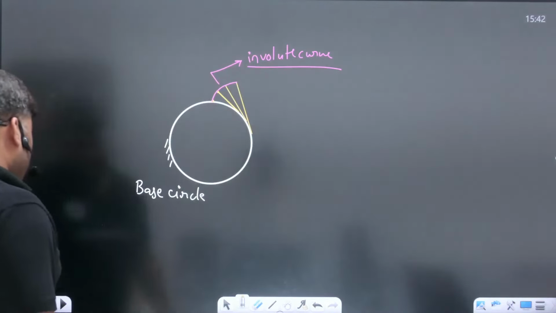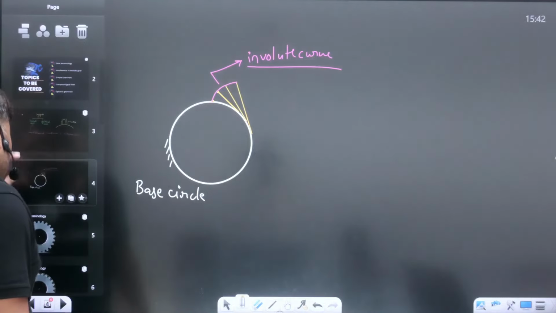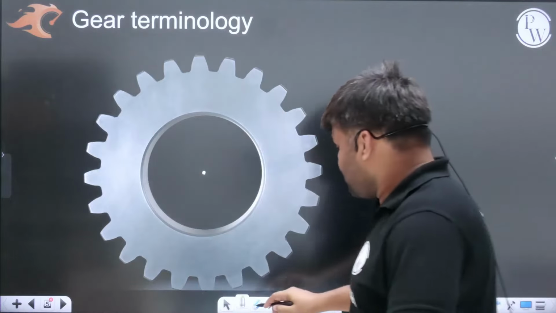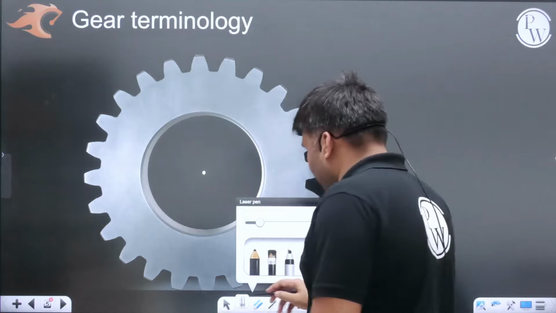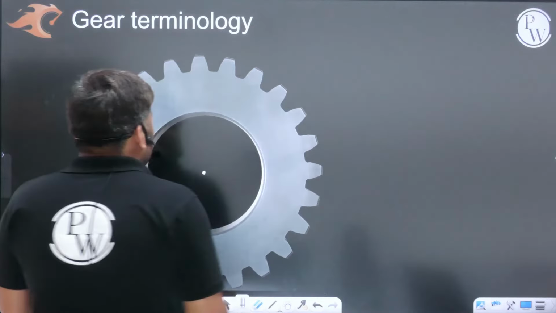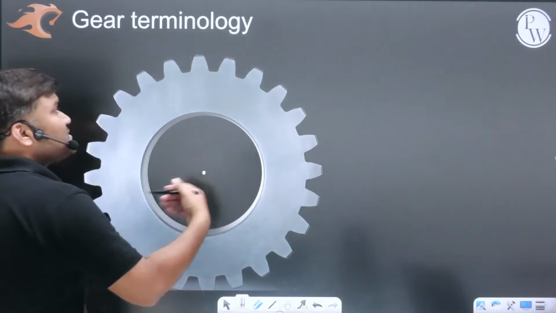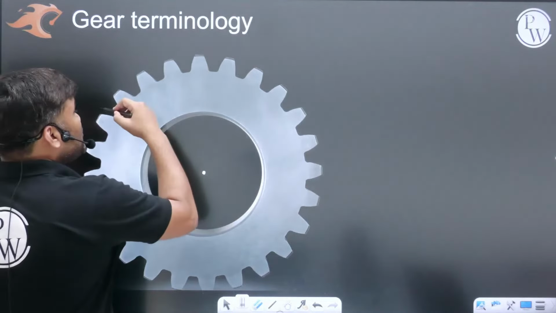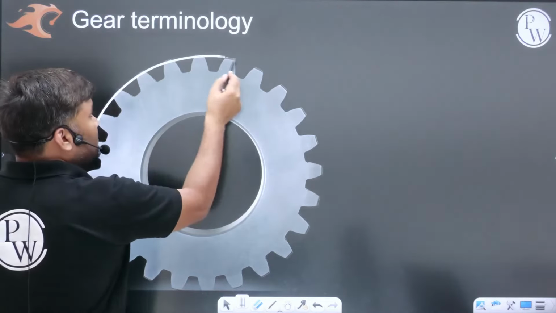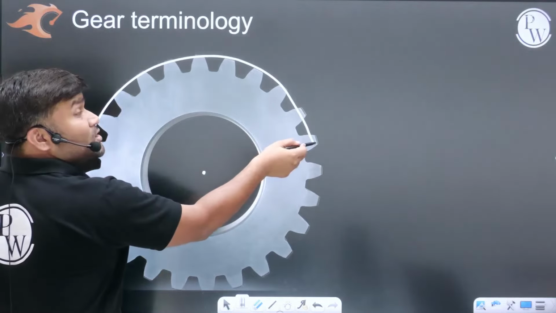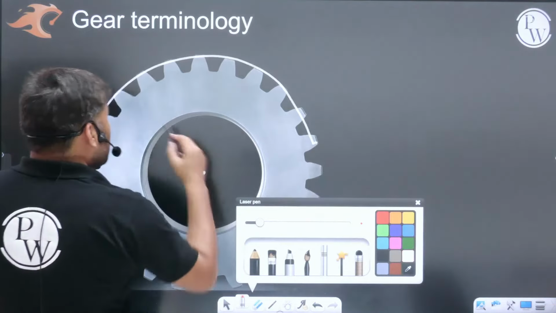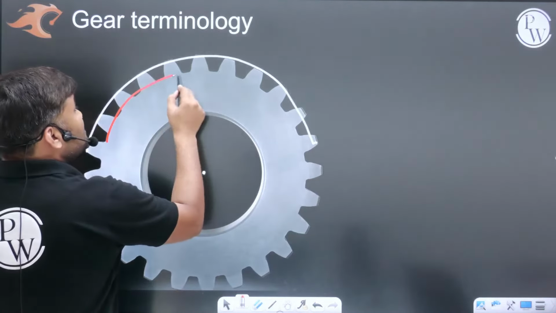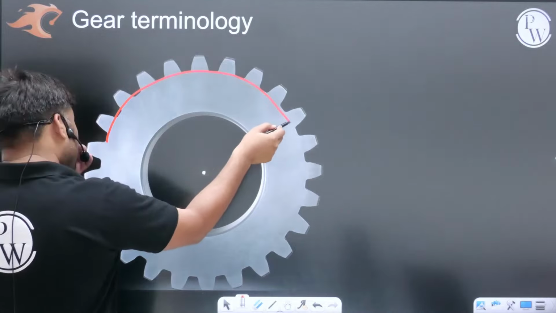Now, when you have a gear, let me show you one gear. This is a real photo of a gear. An actual gear looks something like this. Sir, this is my gear, and in this gear there are certain circles which we can imagine. If you draw a circle passing through the tip somewhere here, this is known as the addendum circle. If you draw another circle passing through the bottommost portion of the teeth somewhere here, this is known as the dedendum circle.